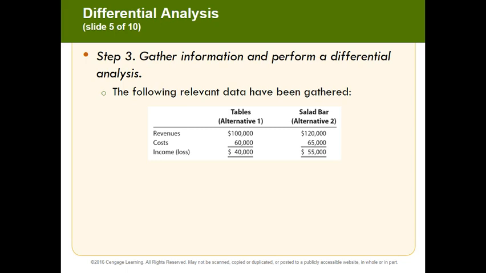So this is the data that they came up with. They would have revenues of $100,000 with costs of $60,000 and income of $40,000 if they left things as they were. They used the existing floor space for existing tables. And if they added the salad bar, this is what their belief is. They would have $120,000 in revenue, an additional $65,000 in costs. So that would bring them to $55,000 worth of income.